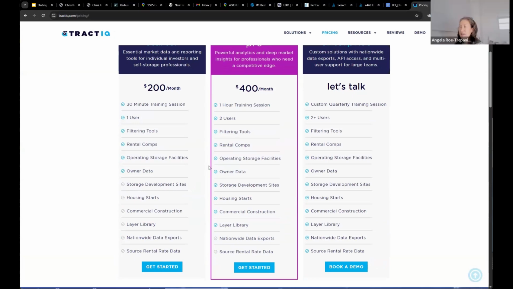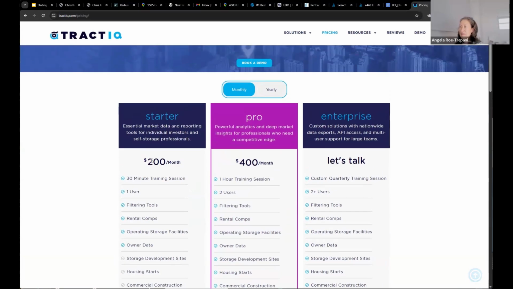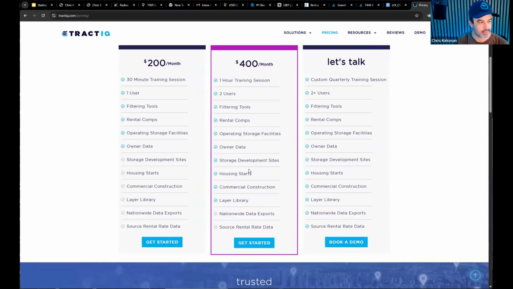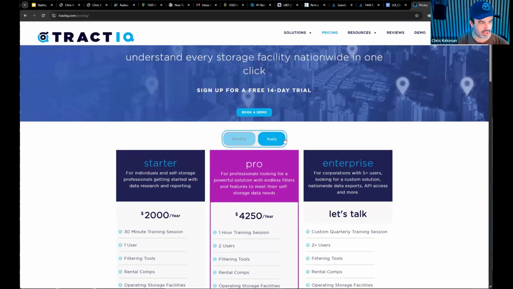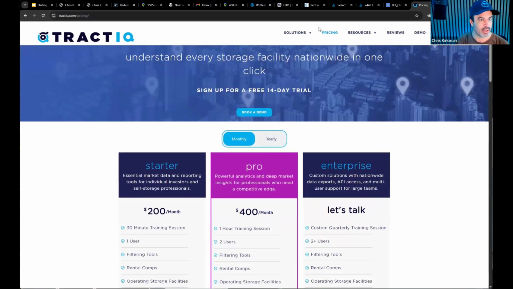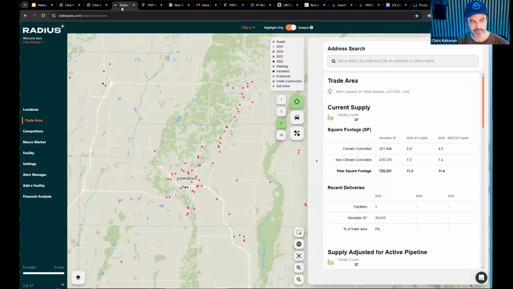Got it. Okay. The price is comparable, really. You know, 200 versus 400. I also believe there is a discount for Self-Storage Income members. So if you're part of SSI, guys, you can definitely jump on that. Of course, they give you a discount for yearly, which is pretty pricey. But anyway, I prefer Radius Plus, but definitely check out whatever.